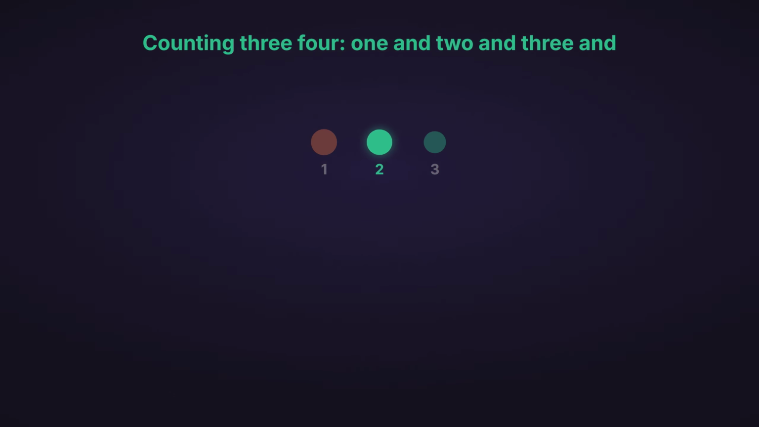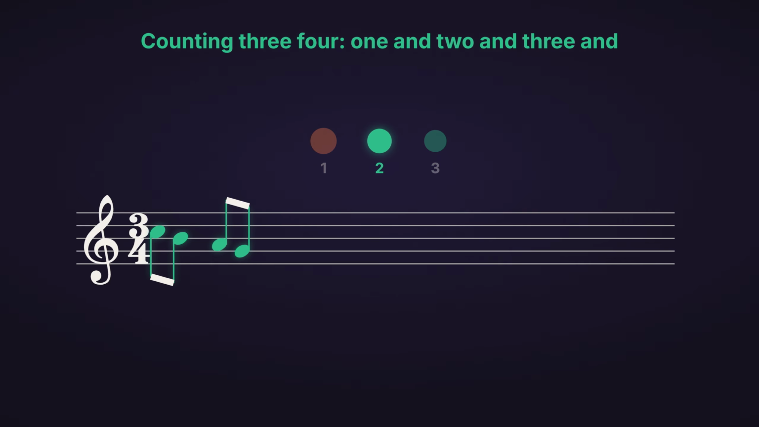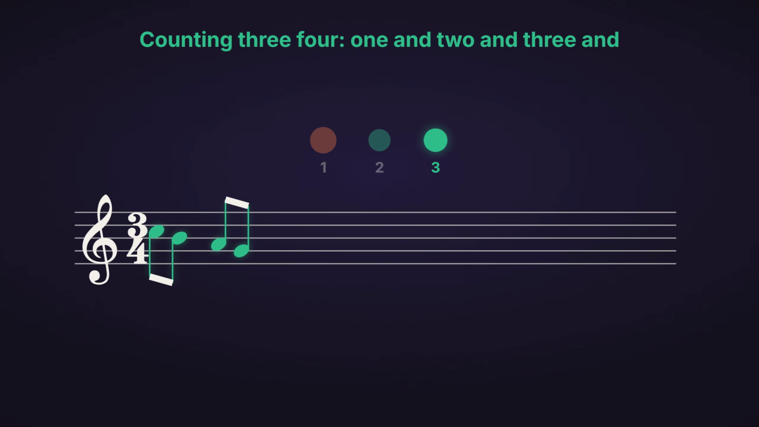Tap 3/4 as a waltz. 1, 2, 3. 1, 2, 3. 3 equal beats, each one dividing into 2. Now subdivide out loud. 1 and 2 and 3 and. You can feel the eighths landing evenly inside each beat. No swing, no lilt. Everything is symmetrical.